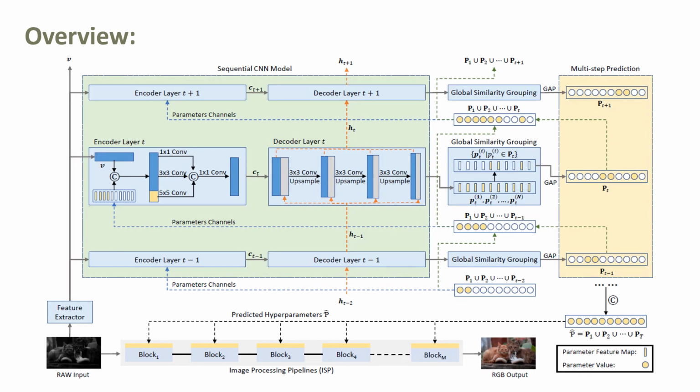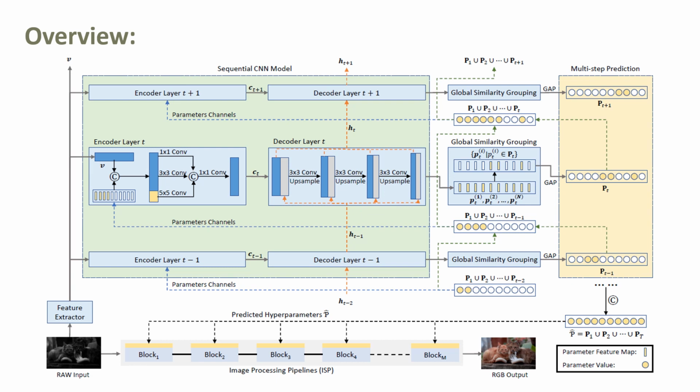Here is the overview of our method. Our proposed framework contains a sequential CNN model and global similarity grouping. The sequential CNN model runs recurrently by predicting a group of parameters from several ISP modules, not all parameters, at each step. Meanwhile, the predicted parameters, along with the network's hidden layer and the input data, are in turn encoded as prior knowledge for predicting the following grouping of parameters.